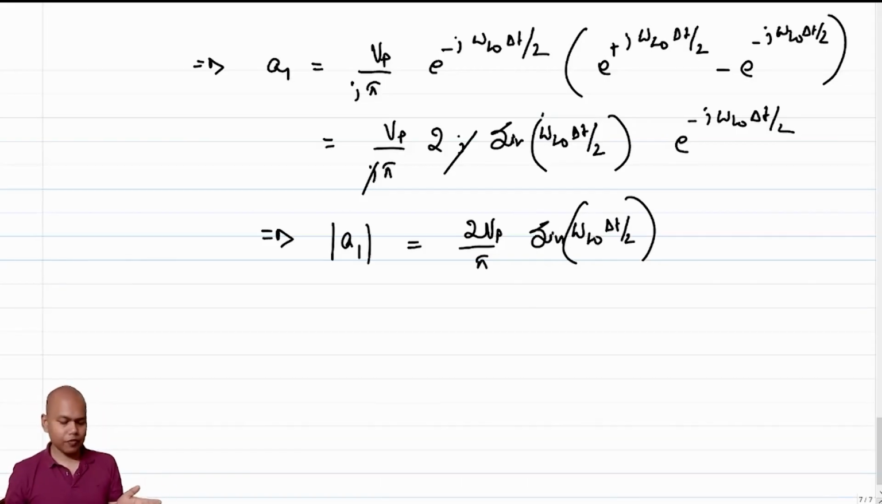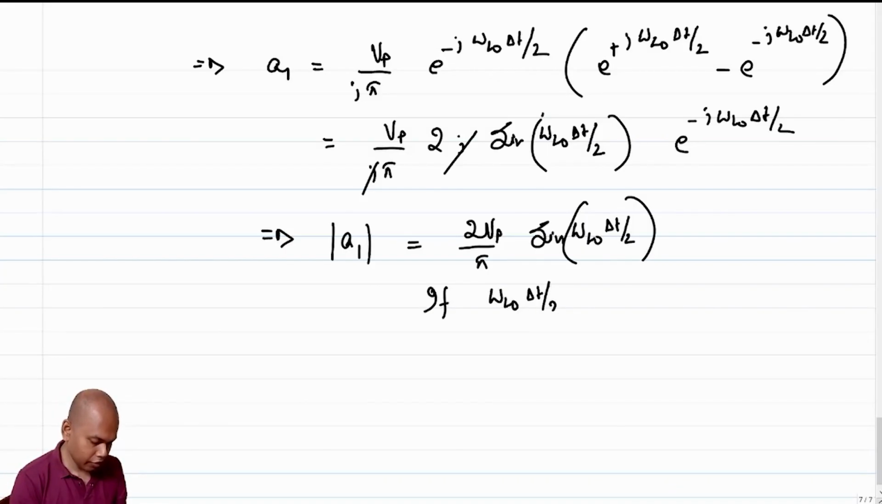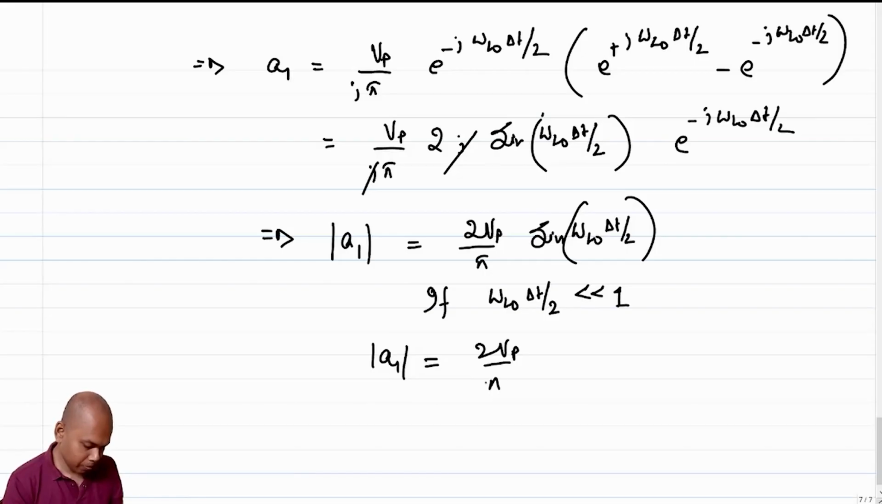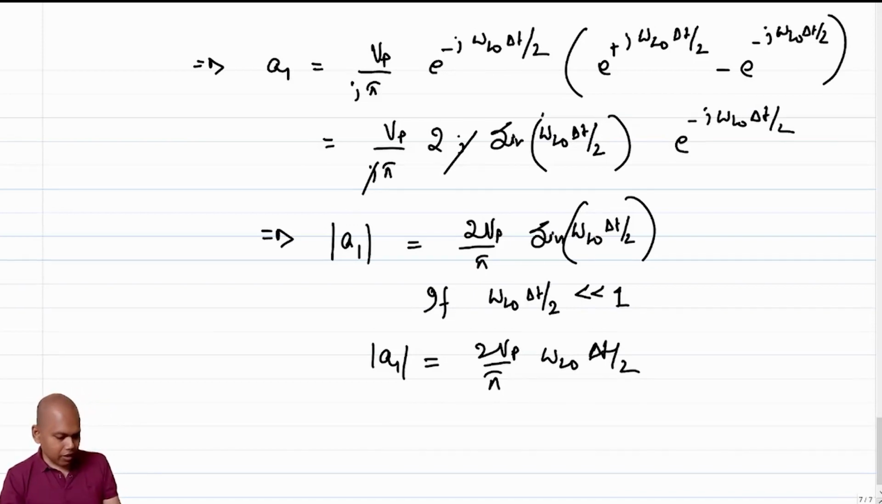But this does not give too much of an insight. But if I impose the insight that delta t is a small duration, that is, the leakage is happening for a small duration, so if omega LO delta t over 2 is much less than 1, that's a fair enough assumption, because the leakage should not be a dominant part of that. The feed through should not be a dominant part of the entire cycle. Then I can say that mod A1 is equal to 2 Vp over pi times omega LO delta t over 2, right?